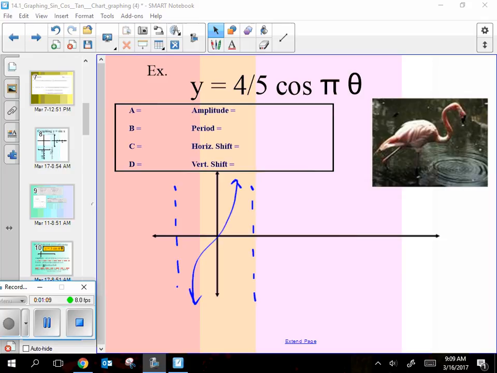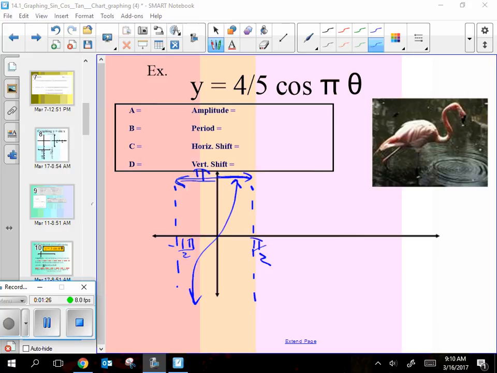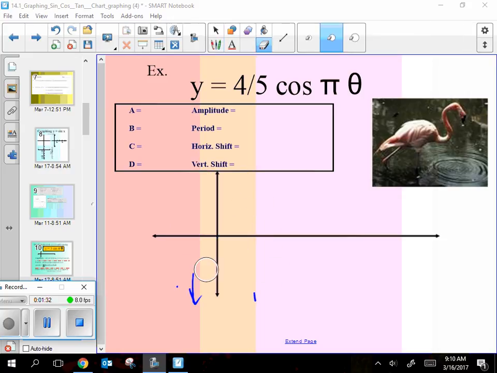Okay, so tangent's definitely different than all the others because it's only got a period of 1 pi, and that means half of it's here, which makes this half pi, and half of it's there, which makes this negative 1/2 pi, or pi over 2. Okay, but the one I'm supposed to graph right this second is cosine. So on this pink page, let's graph cosine.